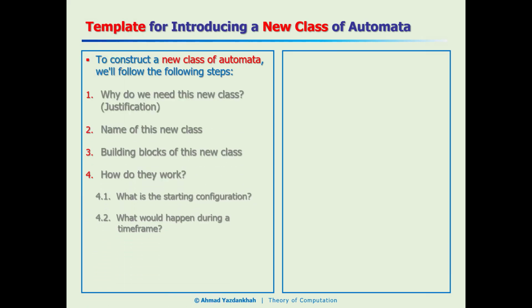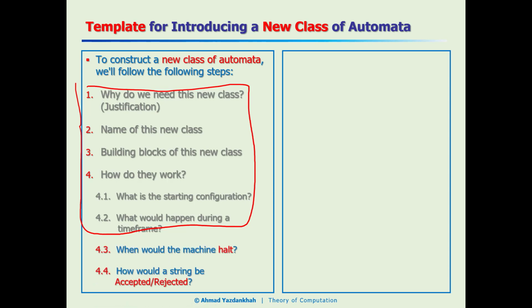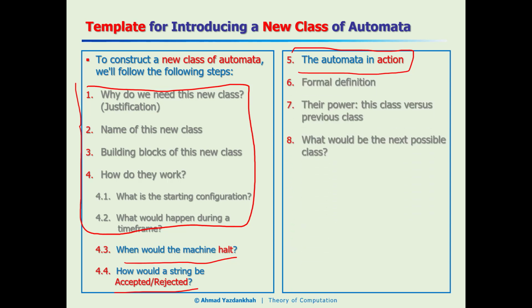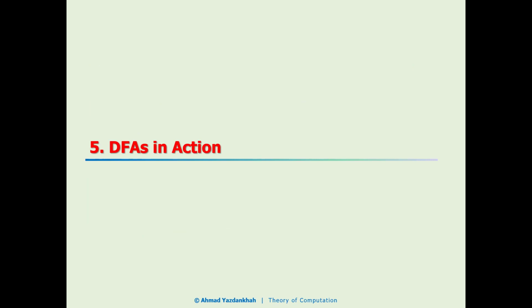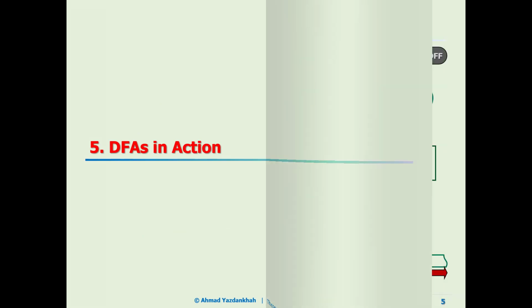You remember we have 8 steps, and up to this point in the first lecture, we talked about these 4 things. The other things that we owe you are when the machine halts and how it accepts or rejects strings. And we also need to know how the automata behaves in action, and we leave the rest for another lecture. Let's start with DFAs in action.